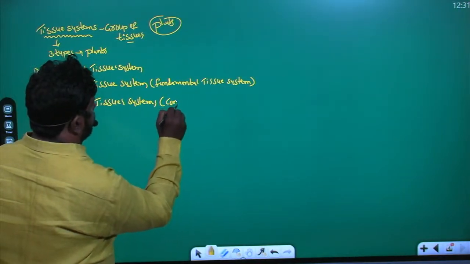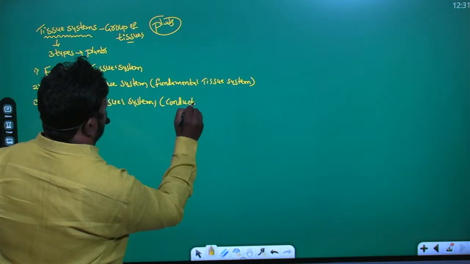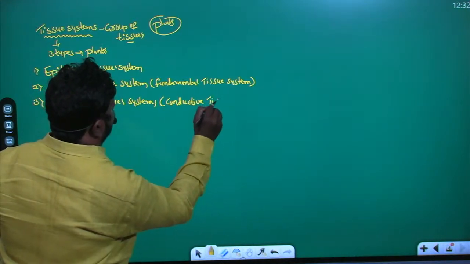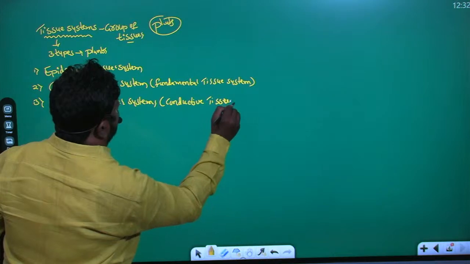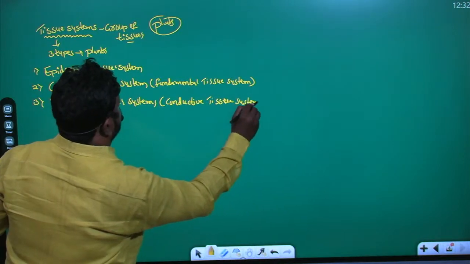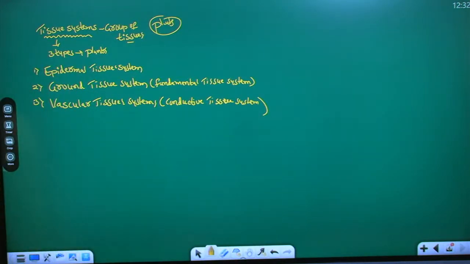The vascular tissue system is also called the conductive tissue system. What do we call it? Conductive tissue system. The vascular tissue system is also called the conductive tissue system. The reason we will explain.